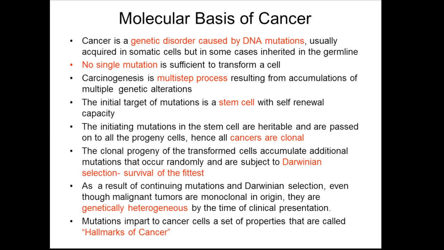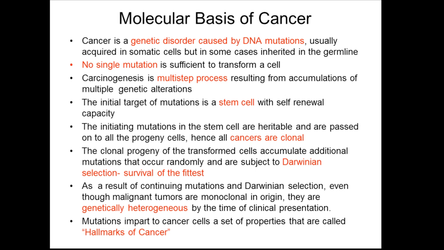The initial target of mutations is in a stem cell with self-renewal capacity. Obviously, for cancers to grow, the cells must keep on dividing and self-renew. Now, a normal cell can renew itself up to a certain point and then it dies. Cancer cells have figured out a way to keep on dividing, as many of you know, by activating telomerase. The initiating mutations in the stem cells are heritable and are passed to all the progeny cells. Hence, all cancers are clonal.